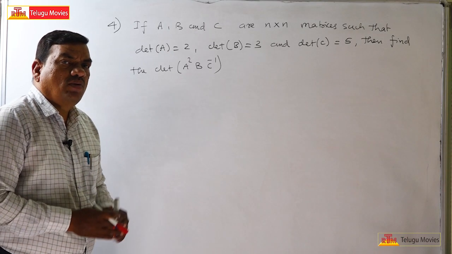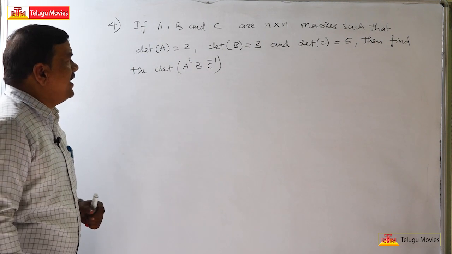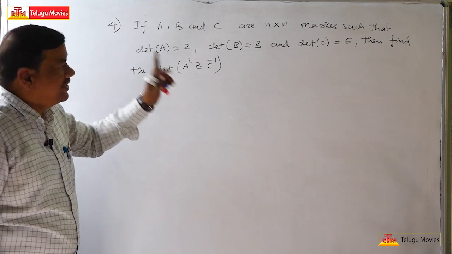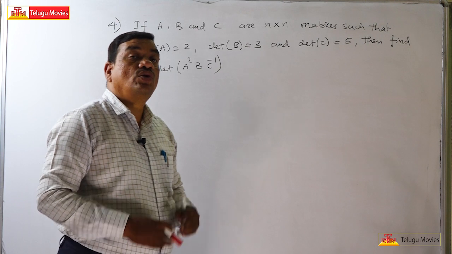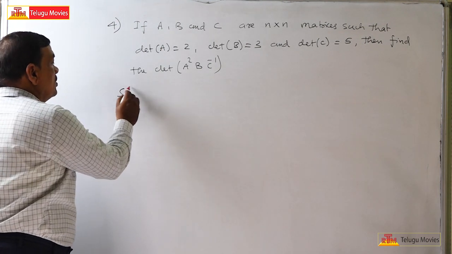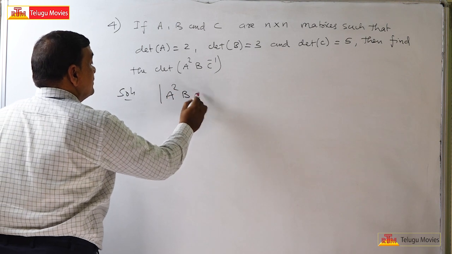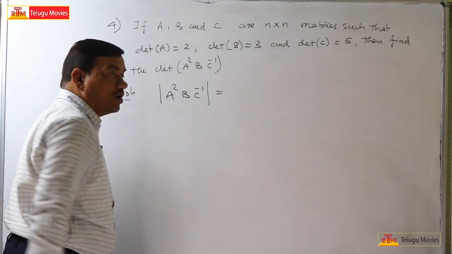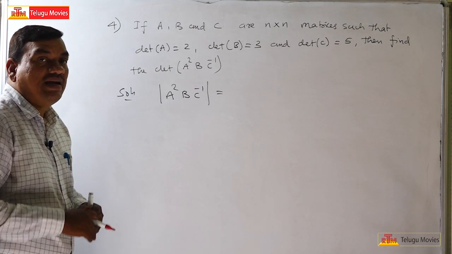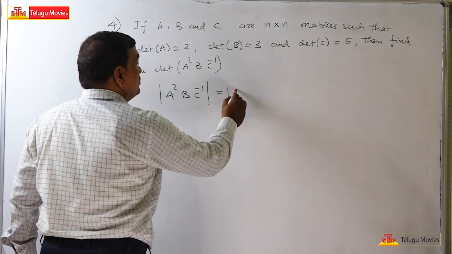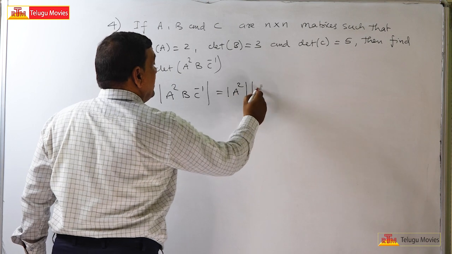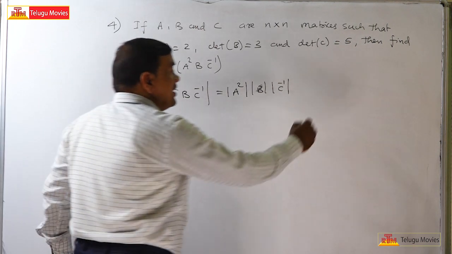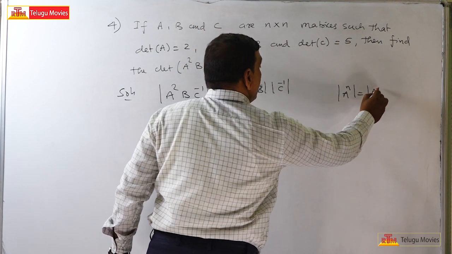Hi students, welcome to this problem. So this is a very small problem. If A, B and C are n by n matrices such that determinant of A is 2, det of B is 3, det of C is equal to 5, then find out the determinant of A square, B, C inverse. First of all, you have to use properties. Determinant of A into B is the same as determinant of A into determinant of B. So that means determinant of A square into determinant of B into determinant of C inverse. Again, determinant of A power n is the same as determinant of A whole power n.